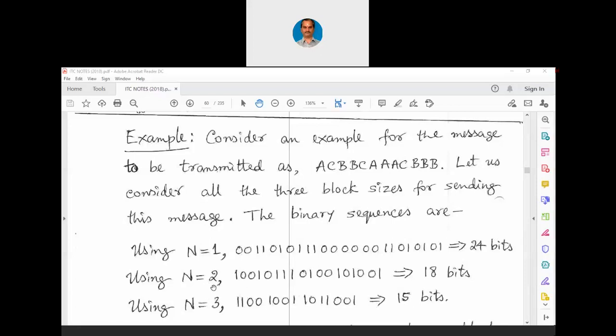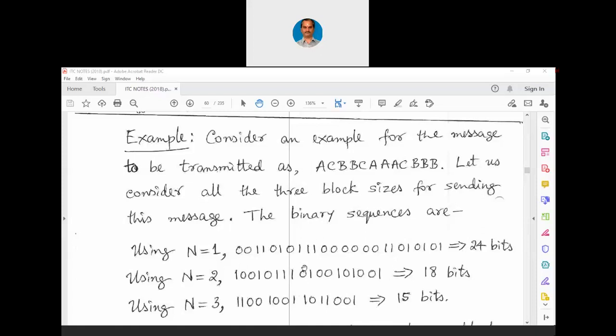Using n equals 2, for example, let us say it is AC, then BB, then CA, then AA, then CB, then BB. Now, we had devised codes for even two symbols sequence. So in that case, if we substitute for AC and BB and CA, we get this 100111 like that. This is containing totally 18 bits.